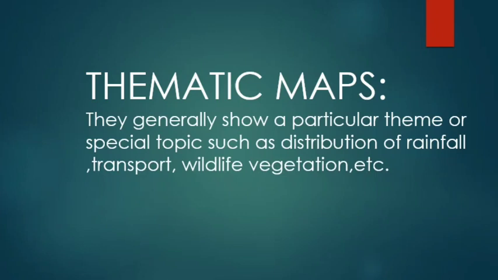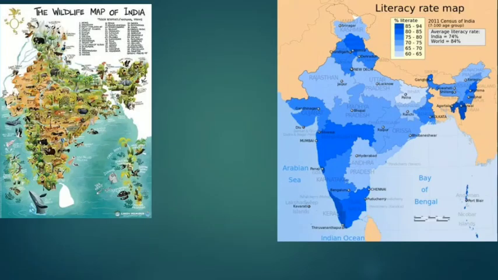And like rainfall, distribution of rainfall, maps showing the distribution of wildlife. So these maps are called thematic maps. For example, you see here, the map is showing wildlife in the country. So it is a specific topic. This map is designed to show only the wildlife. And what is the information that they are showing here? Specific information about wildlife. So it is following this theme. So it is a thematic map.